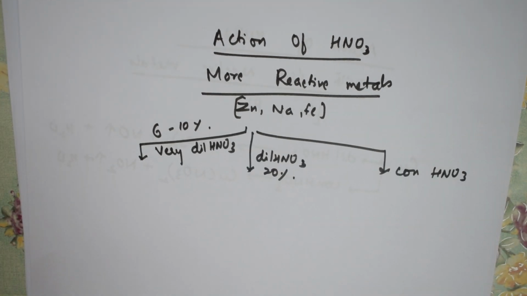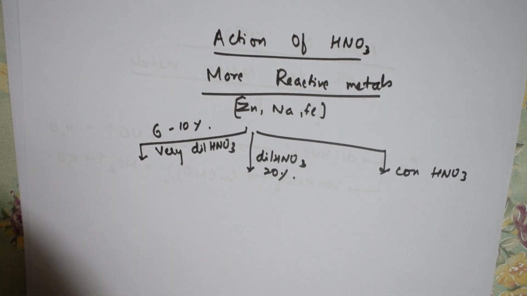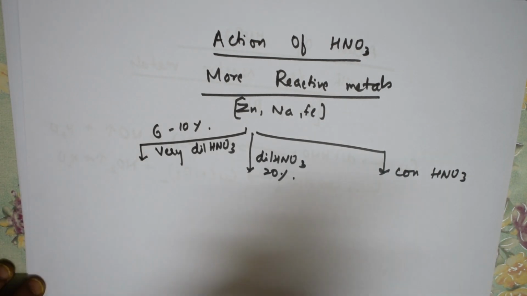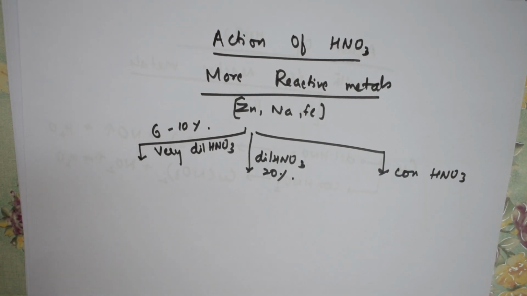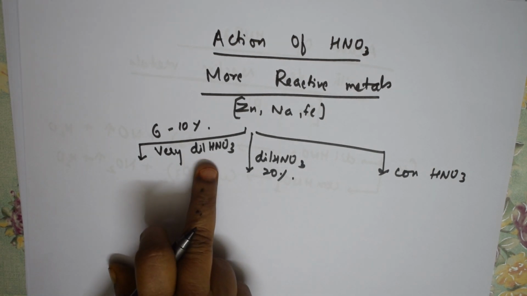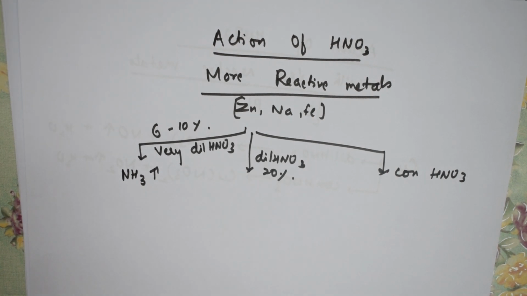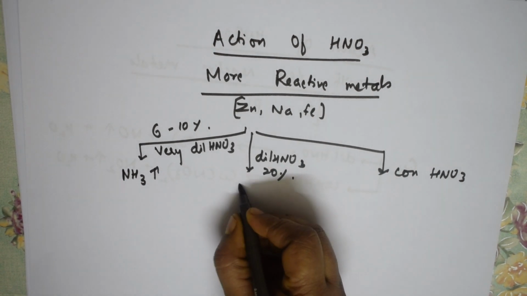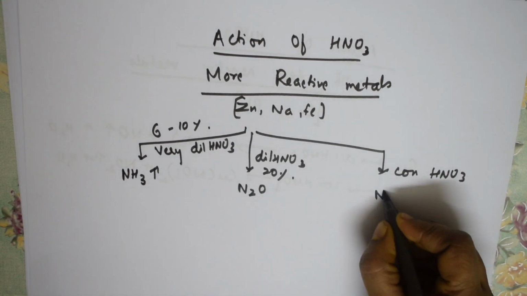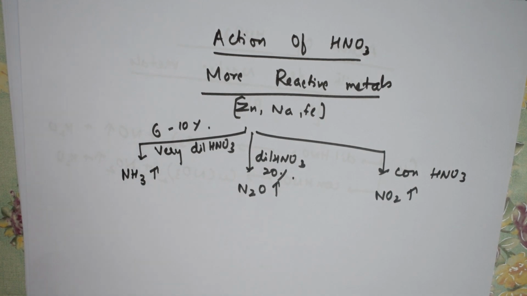Alright? Almost 70 if I have to tell you. What will happen in all the cases? Zinc nitrate is compulsory. Zinc nitrate is compulsorily formed. What should you remember? More reactive metals with very dilute HNO3, ammonia is compulsorily released in very dilute. If you take dilute, N2O is released. If you take concentrated, NO2 is released. Remember. Let us write the reactions now.